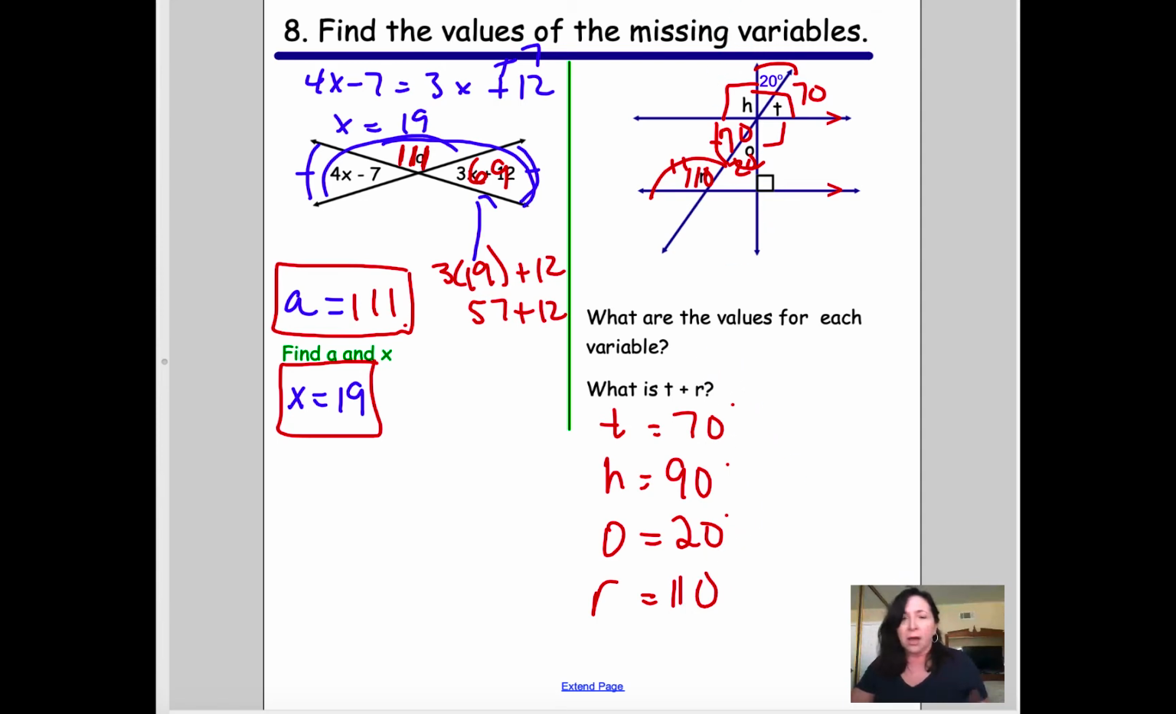So not almost done because I've got to make sure that I answered the question, which said, what is T plus R? So T was, it looks like T was 70. So we would go 70 plus R, which is 110. 70 plus 110 in this instance is 180 degrees. Done.